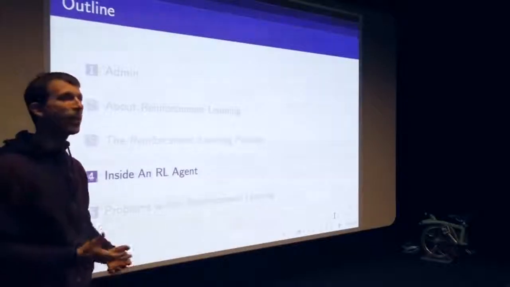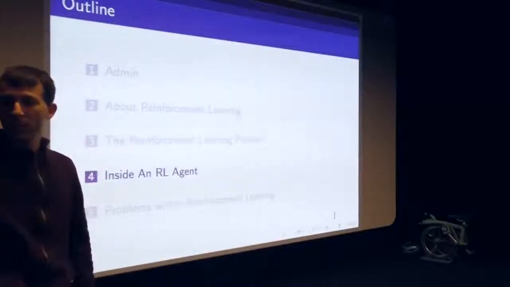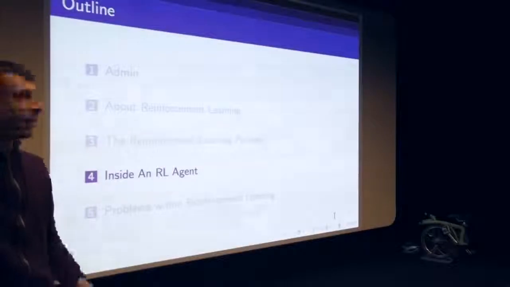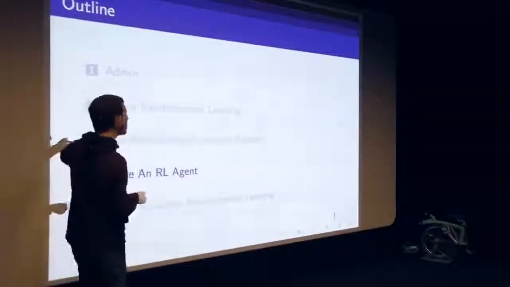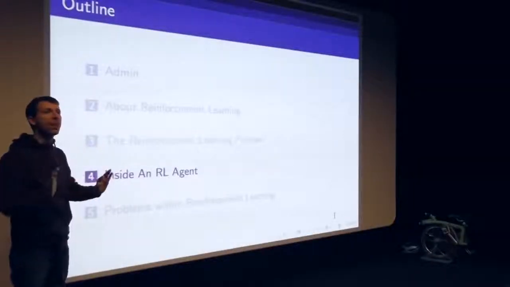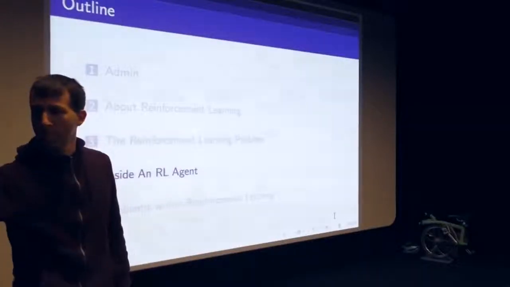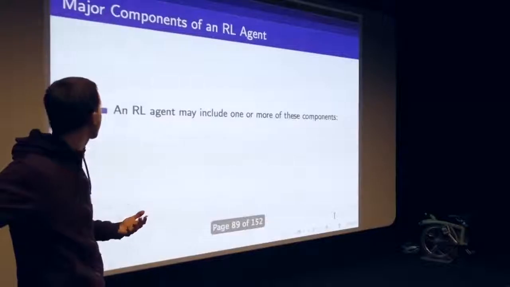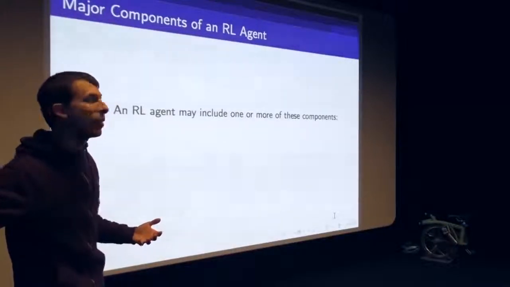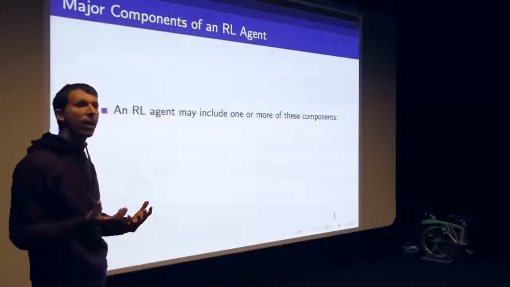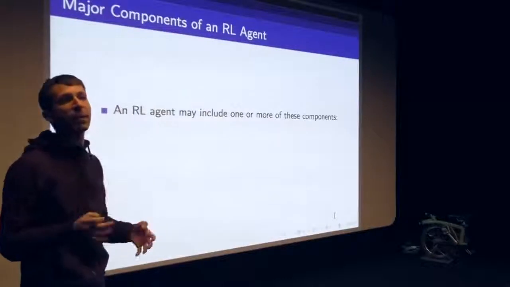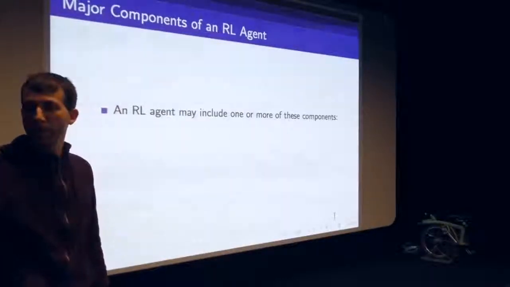Right. So let's open up an RL agent and see what's inside. So far, just to clarify, we've talked only about the problem. We haven't even mentioned how to solve the problem. We've just talked about what it is to define this reinforcement learning problem. So what I'd like to do is talk about the main components of an RL agent. What are the main pieces that go inside it? And we're going to use that to build a bit of a taxonomy of how we talk about reinforcement learning.